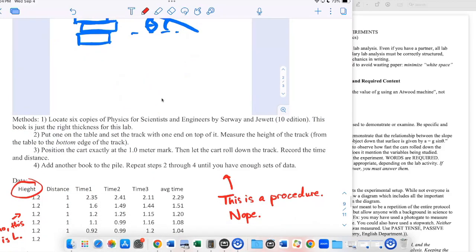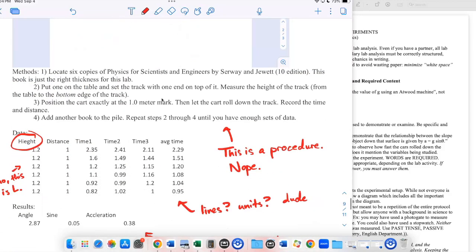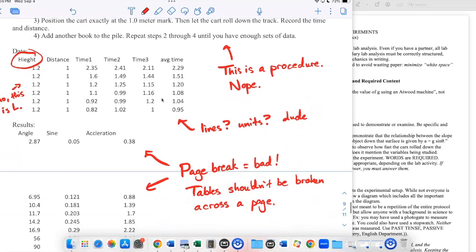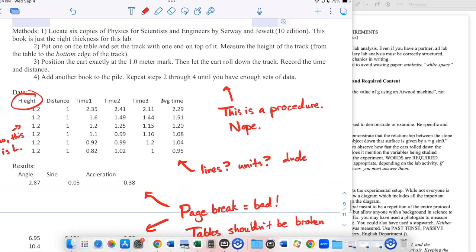Okay, the methods section. What Timmy has actually written here is a procedure, right? He said, do this, then do this, then do this, then do this, right? He's saying this is exactly what we did, and that is not a methods section.